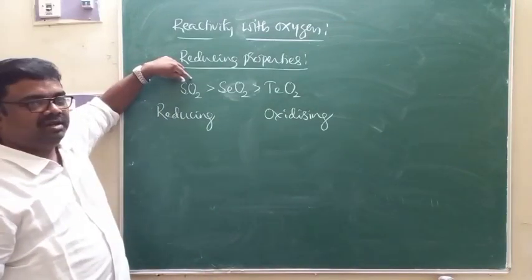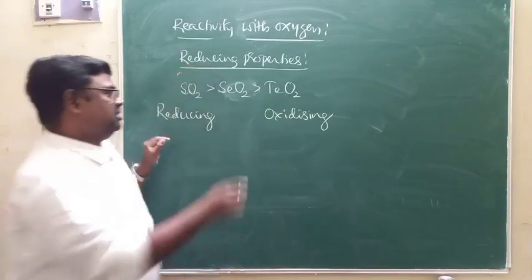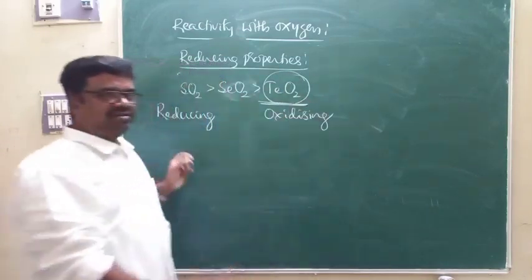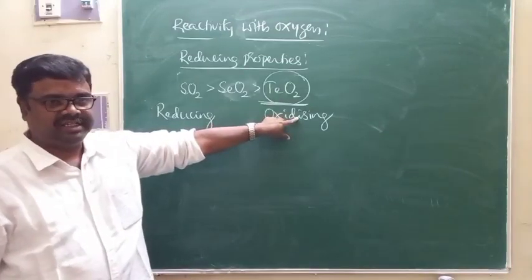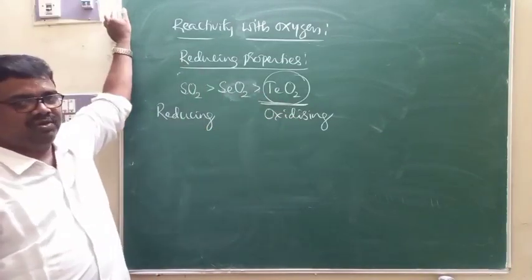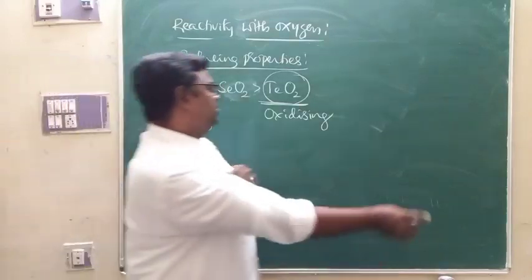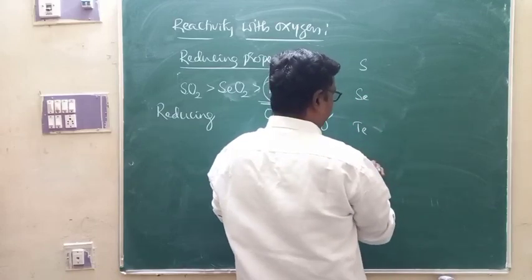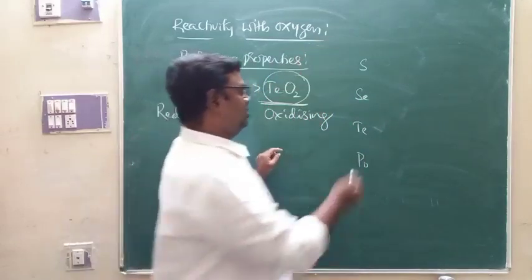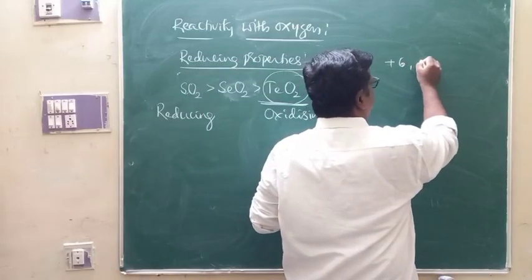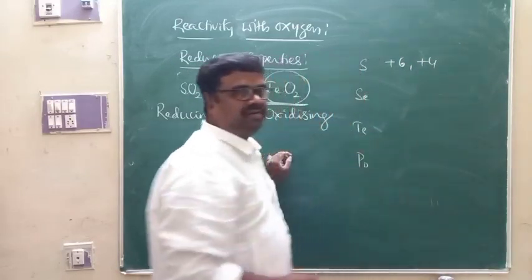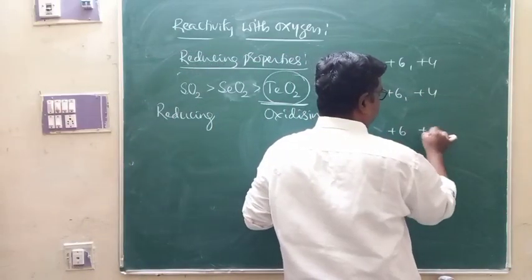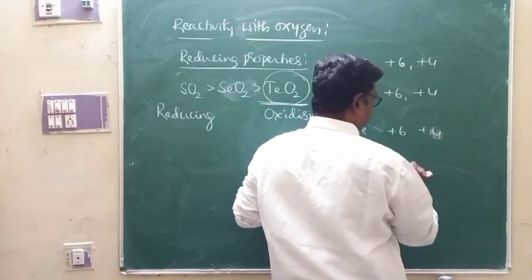SO2 is more reducing than SeO2. SeO2 is more reducing than TeO2. TeO2 is least reducing, which means it is a good oxidizing agent. Why is it so? Let me remember that if I move from sulfur, selenium, tellurium and polonium, moving down the group, +6 and +4 states both are possible for all the elements.